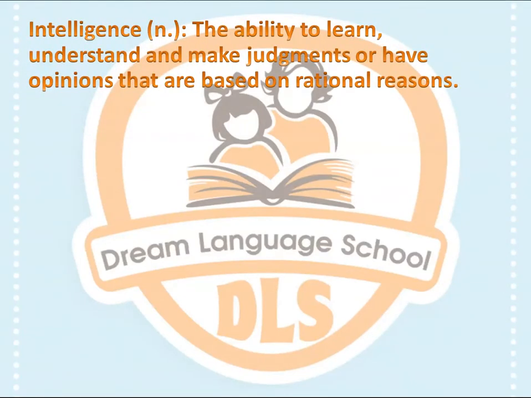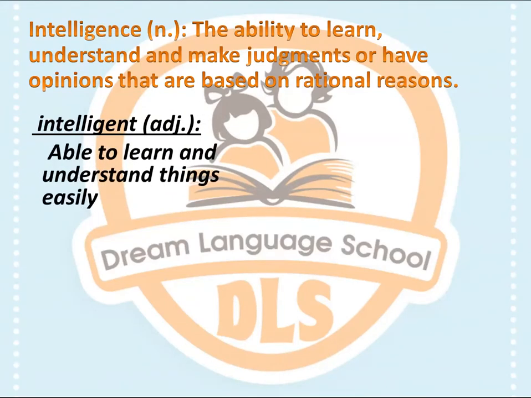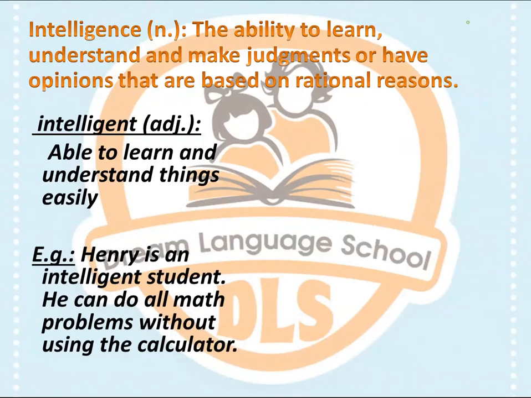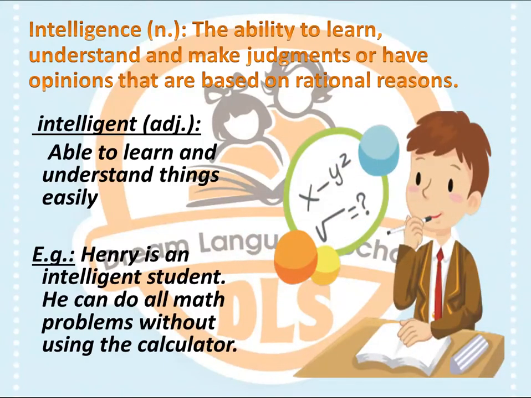intelligence. Intelligence is a noun that means the ability to learn, understand, and make judgments or have opinions that are based on rational reasons. The adjective is intelligent, okay? Which means able to learn and understand things. Okay. Example, Henry is an intelligent student. He can do all math problems without using the calculator. So intelligent means smart, good, right? Next.